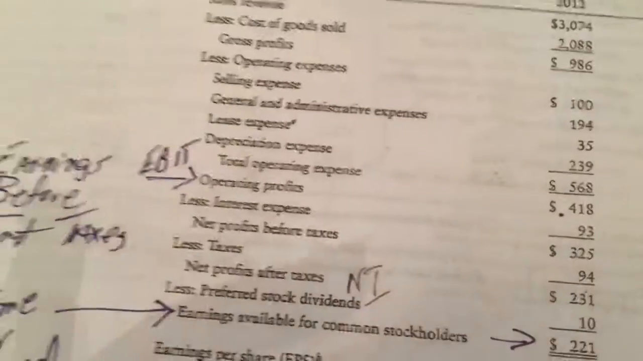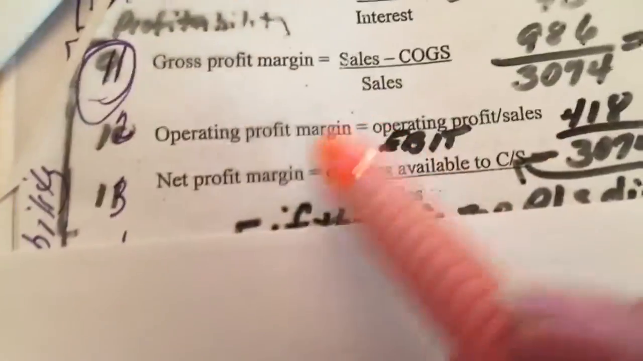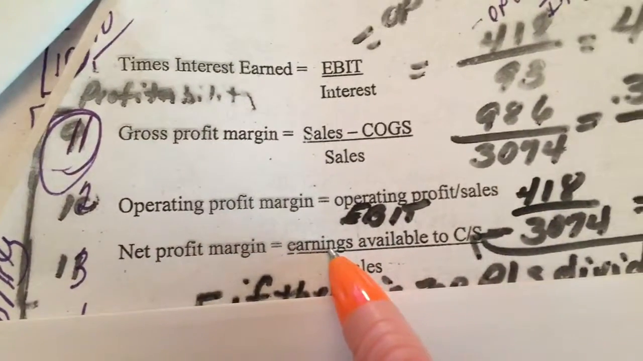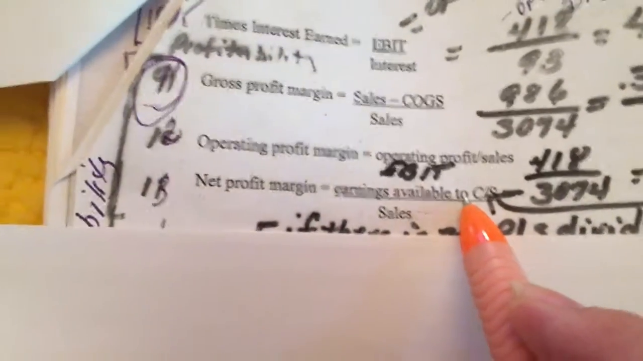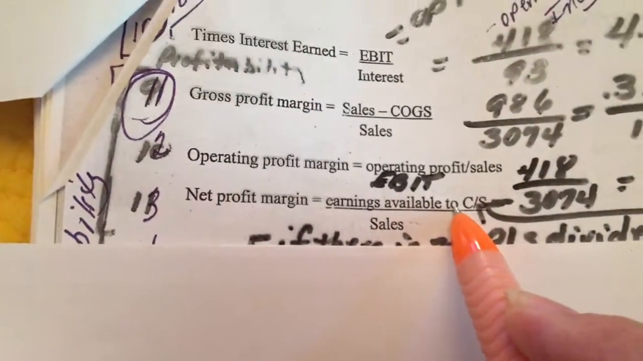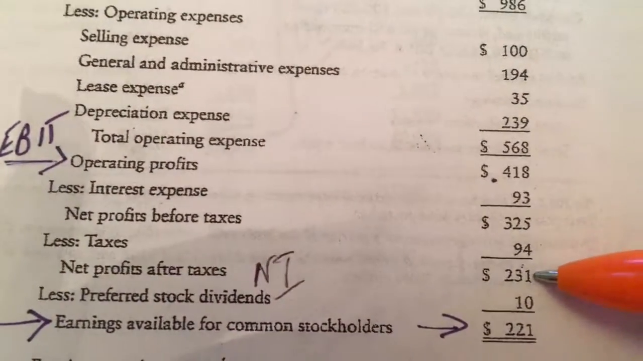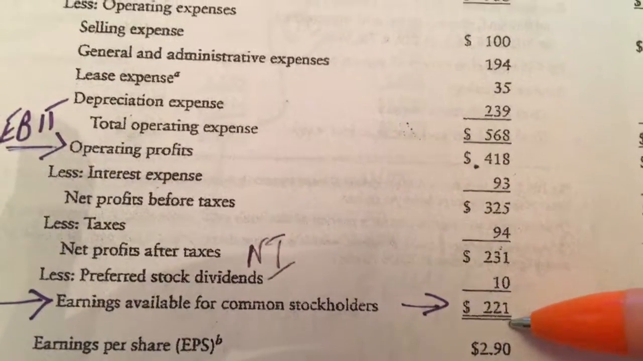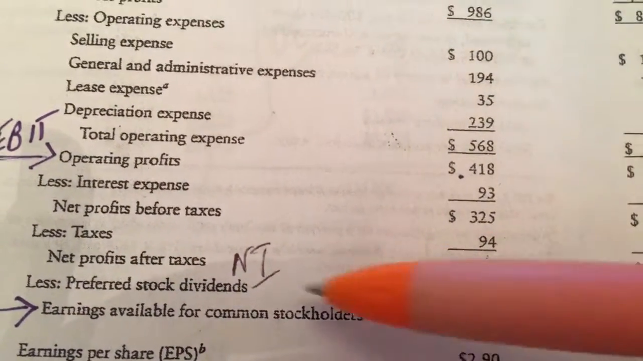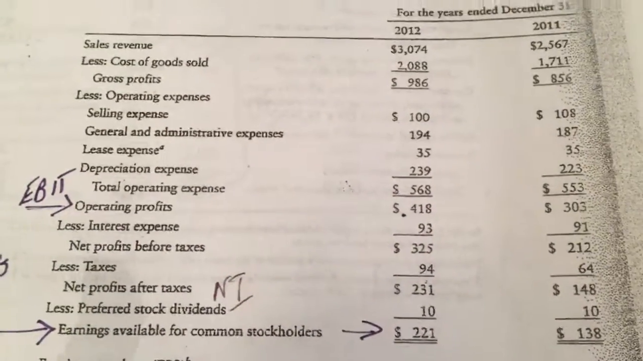Okay, so let's come over and take a look at net profit margin, which in this case says earnings available to common stockholders. Now, that's going to be your net income minus dividends. So take a look at this number. Net income minus your dividends will be the bottom line here, 221. So you want to make sure you've subtracted out, in this case, your preferred stock dividend.